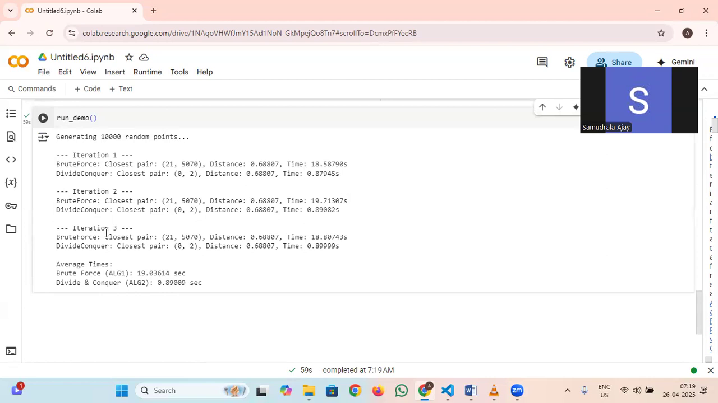The average time for the brute force is 19.4361 seconds, and for divide and conquer 0.890009 seconds.